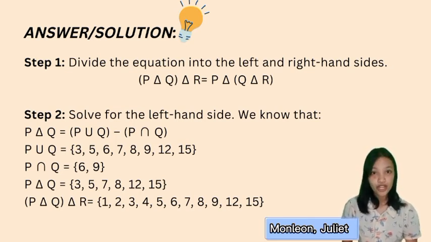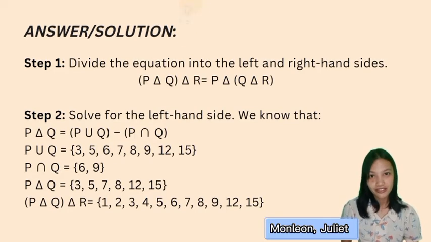So if we subtract these two results, the symmetric difference of P with respect to Q is equal to 3, 5, 7, 8, 12, and 15. Then we will now combine the result with the elements of set R. So, open parenthesis P delta Q, closing parenthesis delta R equals 1, 2, 3, 4, 5, 6, 7, 8, 9, 12, and 15.